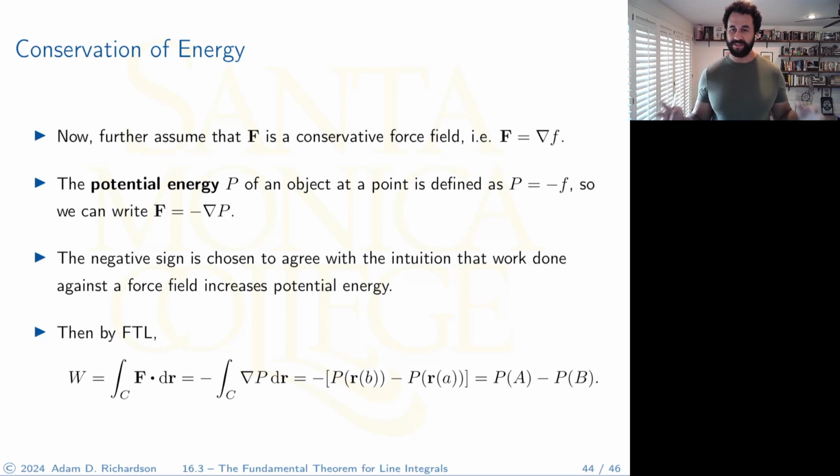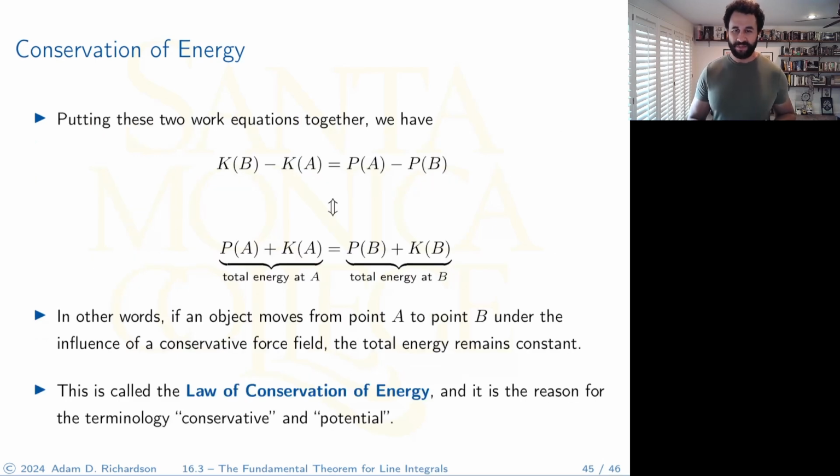All right, now here's the magical part. Actually, I feel like all that was the magical part, but I guess here's the punchline. If we put these two work equations together, we have that this is equal to this. So the change in the kinetic energy is equal to the change in the potential energy. Moving some things around, we get that the potential energy at A plus the kinetic energy at A has to be equal to the potential energy at B plus the kinetic energy at B. That's the total energy. So total energy at A is equal to the total energy at B.